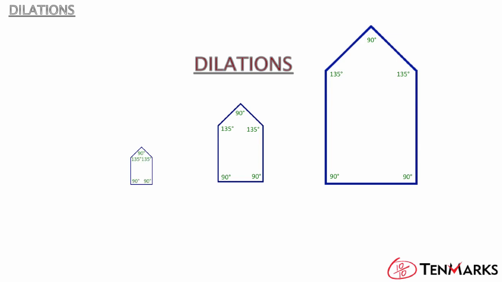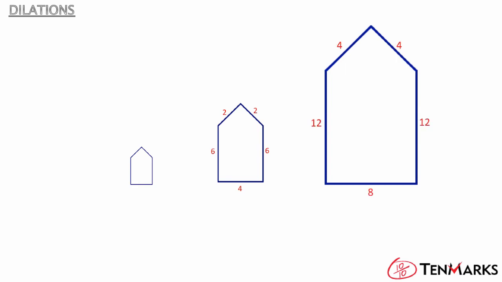Now take a look at the side lengths. Let's say our figure has the following side lengths. Here are the lengths of our larger dilation. What do you notice about the proportions of corresponding sides? They are all the same. All of the side lengths are twice as big in the dilated figure. This dilation would have a scale factor of 2.